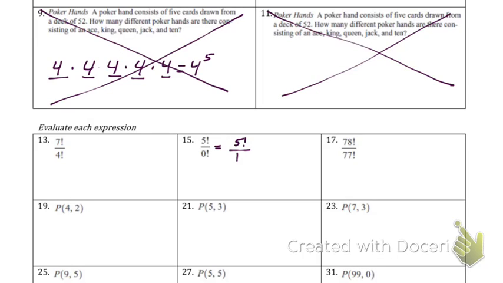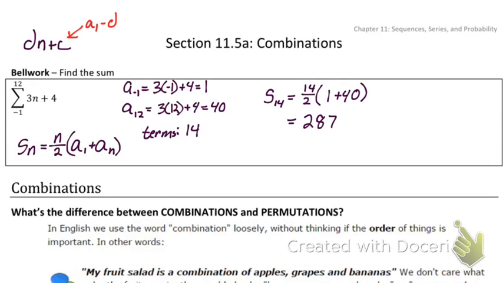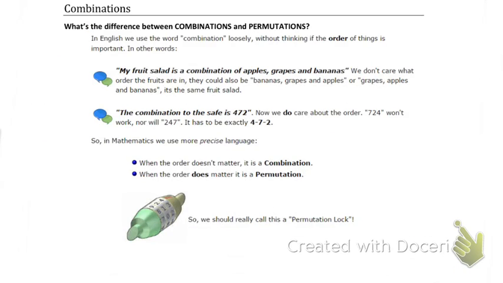Okay, then let's get to today's lesson. So permutation was order mattered. Today we're going to talk about combinations. What do you think the difference between combinations and permutations is? If permutation order matters, what is combination? It doesn't matter.